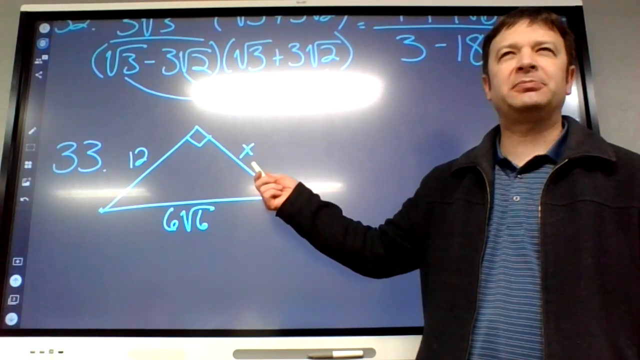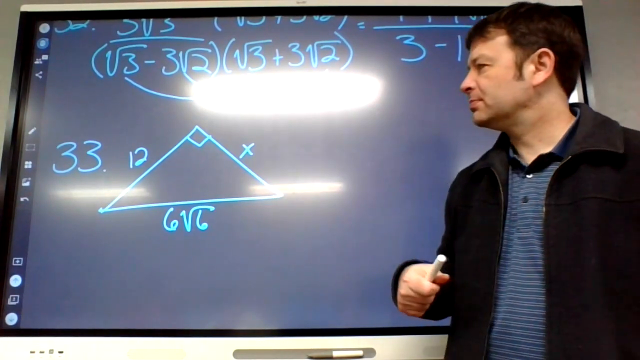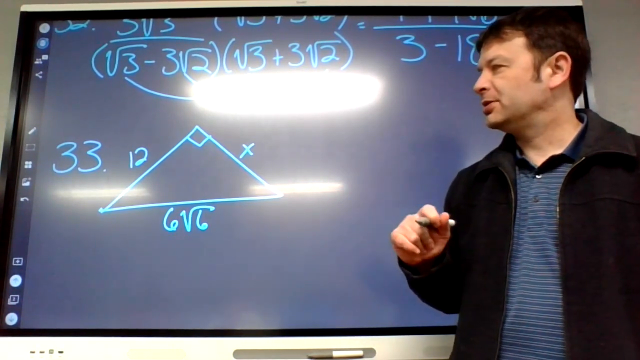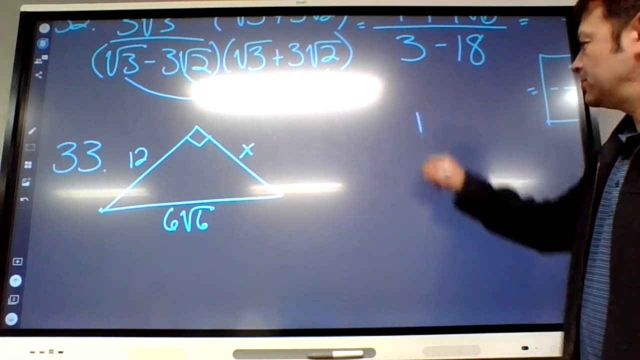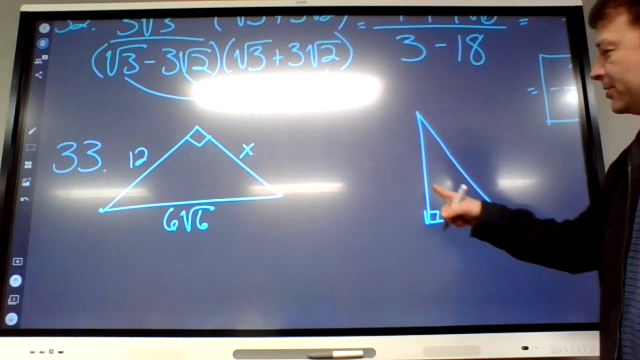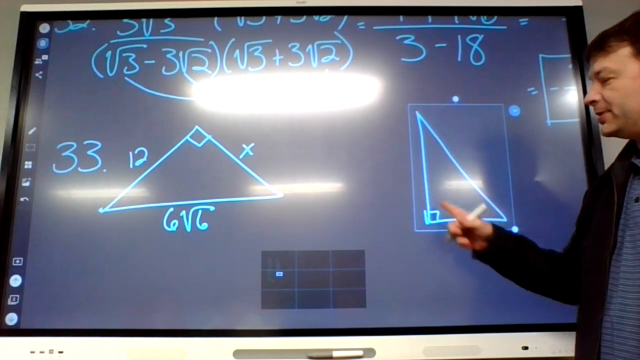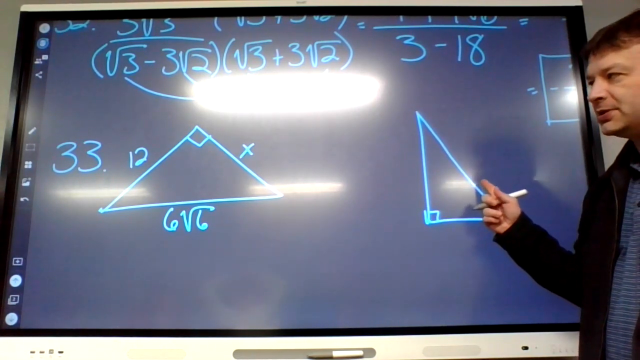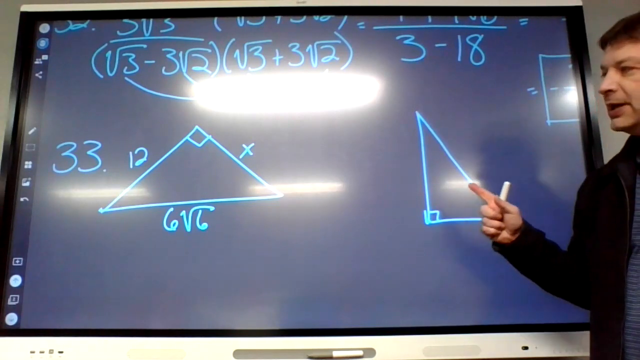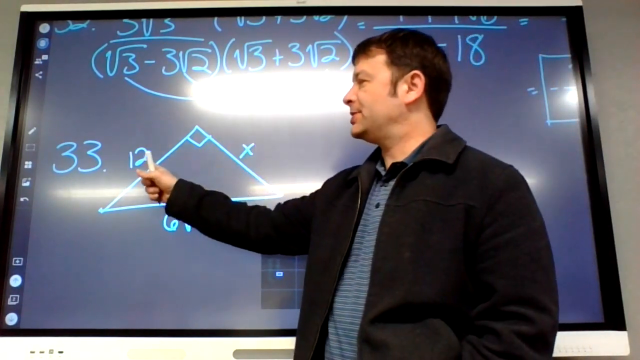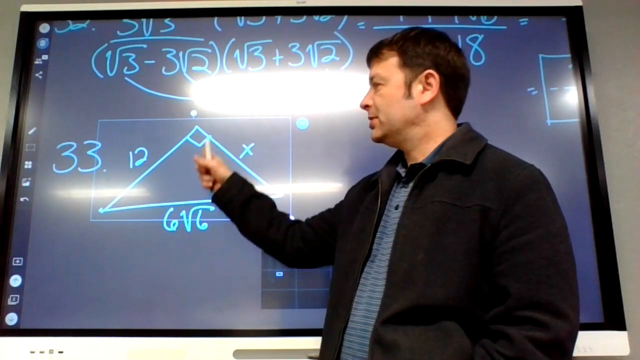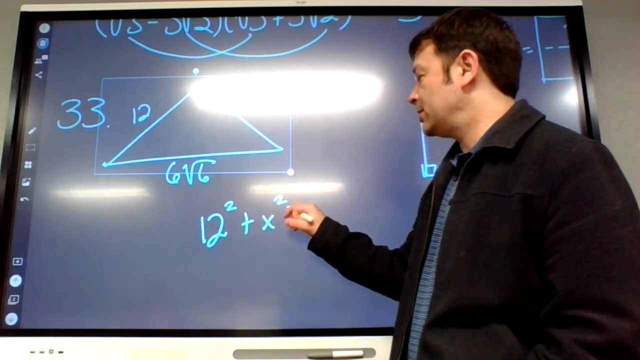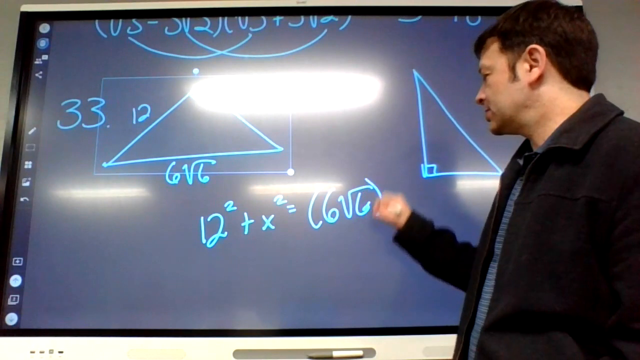Number 33. I think this is the last Pythagorean theorem. Would it be 12 squared plus 6 squared equals x squared? Close. On a right triangle, you have things called legs and hypotenuse. The legs are the sides around the right angle, and the hypotenuse is the side across from the right angle. The hypotenuse is always the largest. It's leg squared plus leg squared equals hypotenuse squared. There's the 90, so that's the hypotenuse. So it's 12 squared plus x squared equals 6 squared.